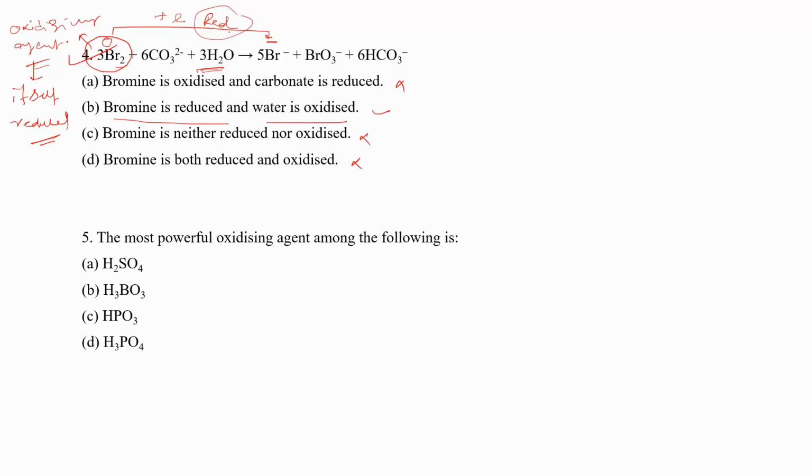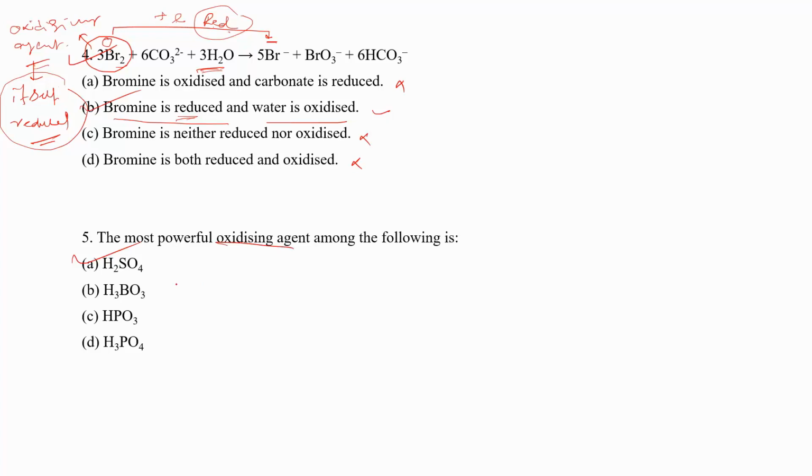That means bromine is the oxidizing agent. Bromine is the oxidizing agent, that means it itself is reduced. So bromine is reduced, and option B is the correct answer. Now the most powerful oxidizing agent among these is H2SO4, so that will be the answer.